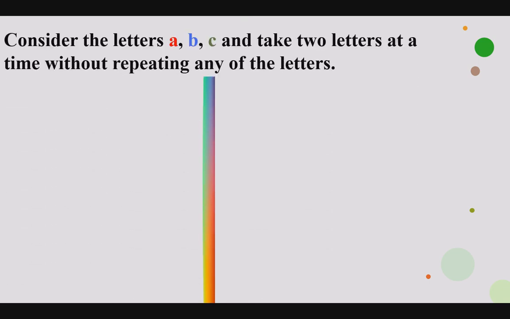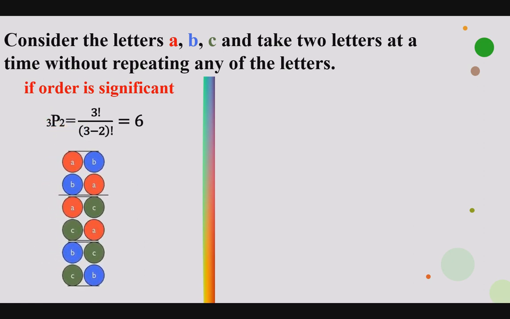Okay. So, consider the letters A, B, C, and take 2 letters at a time without repeating any of the letters. If order is significant, this is the formula we used, or it is a permutation. So, we got 6. And these are our arrangements: 3 letters but only two at a time. So, AB, the first is AB, counted as 1. The second one is BA. As we can see, both have A, both have B. But in the first one, A came first. In the second one, B came first. The same goes for the third and fourth.